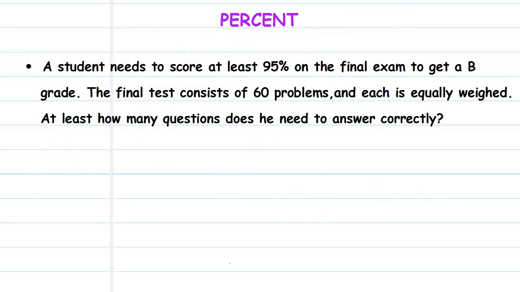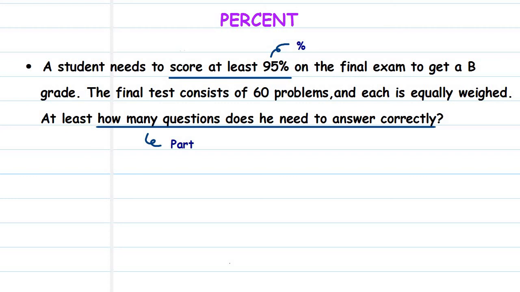For this one, a student needs to score at least 95% on the final exam to get a B. The final test consists of 60 problems and each is equally weighted. At least how many questions does he need to answer correctly? First step, I'll be looking for percent, and it is the 95% that he needs to get right. So, part from the formula should reflect the number of right answers that he needs, and it's right there. How many questions does he need to answer correctly? And the whole from the formula is 60 problems from the whole test.